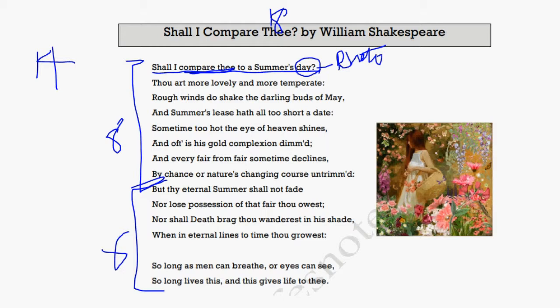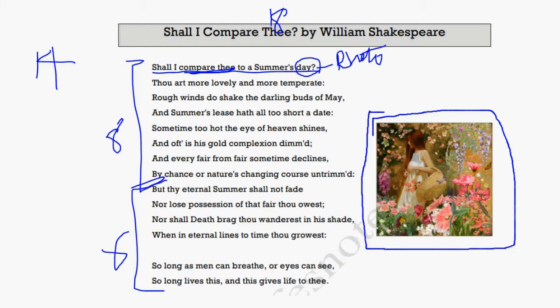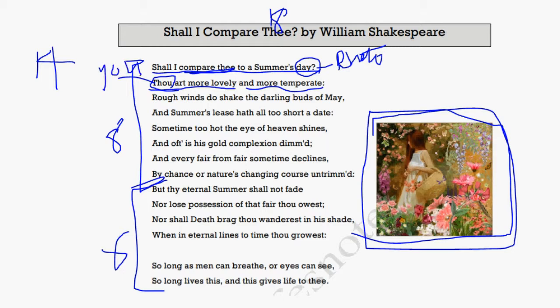Here we should know that in England, summer is the archetype of perfect natural beauty. Second line: thou art more lovely and more temperate. Here, thou is old English for you, and temperate means mild. Here the poet wants to tell that his friend's beauty is milder than the summer.